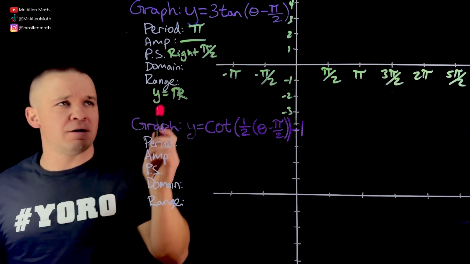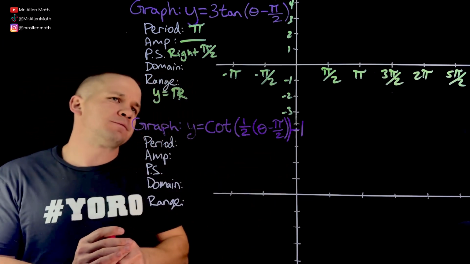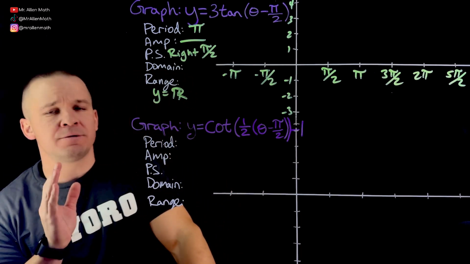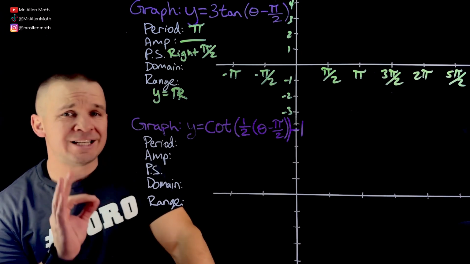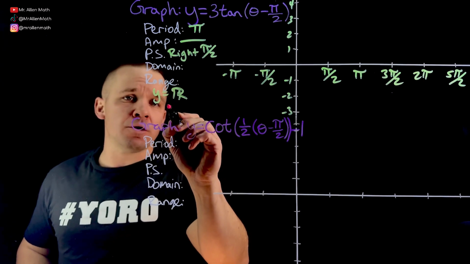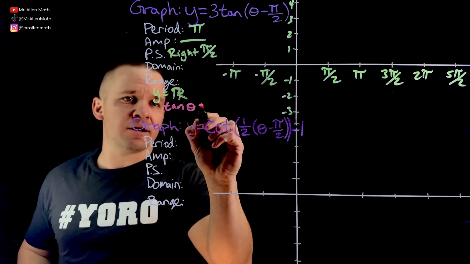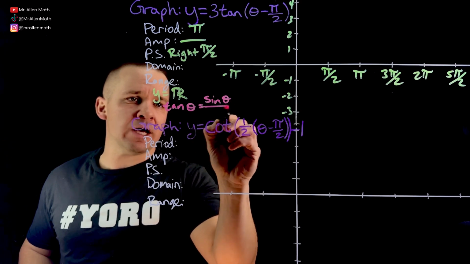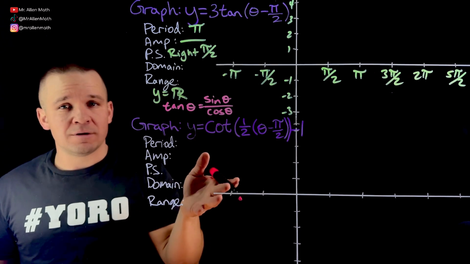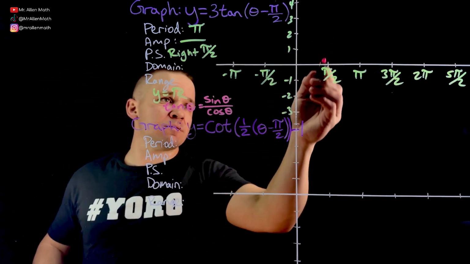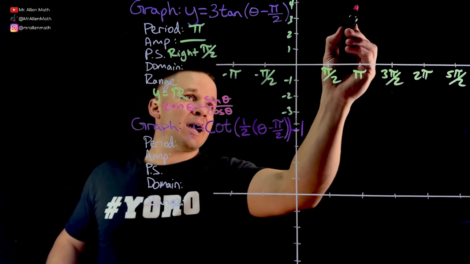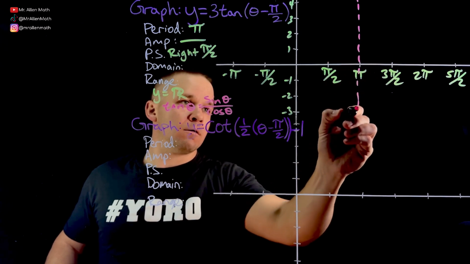I'm going to go with a different color here now for our graph so it pops. The math's got to pop. Our asymptotes for tangent normally would start at pi over 2 because we know that tangent of theta is equal to sine of theta over cosine of theta, and we know that cosine is 0 at pi over 2. So normally we'd have an asymptote here. But we've shifted to the right by pi over 2, so my asymptote will now be right here.